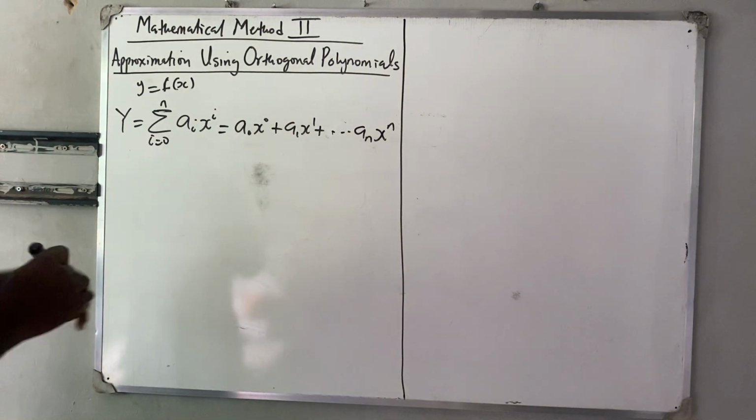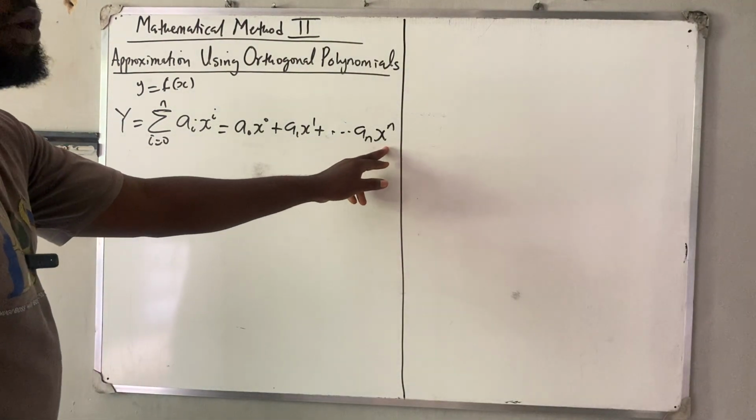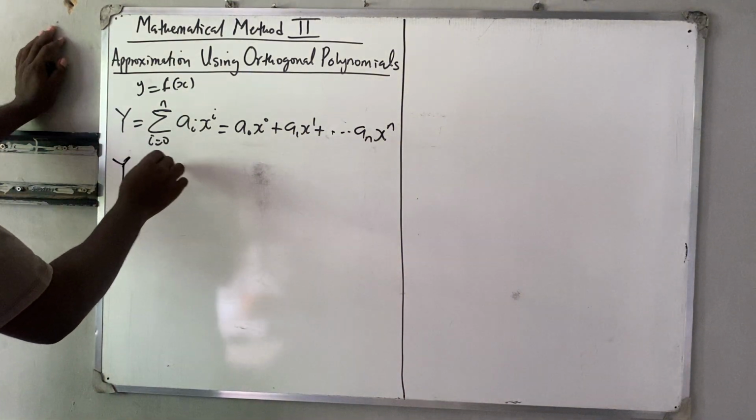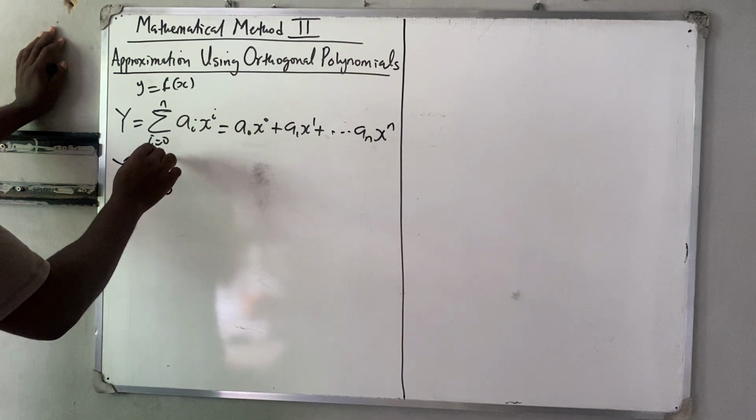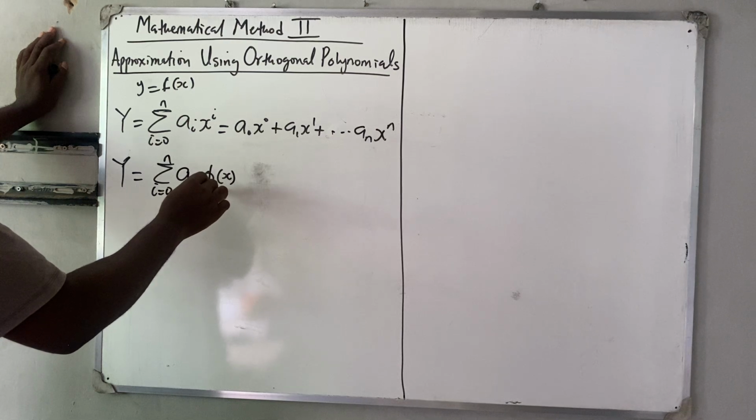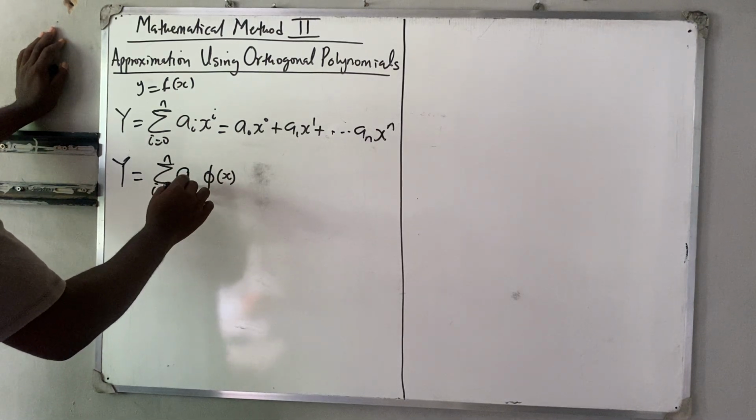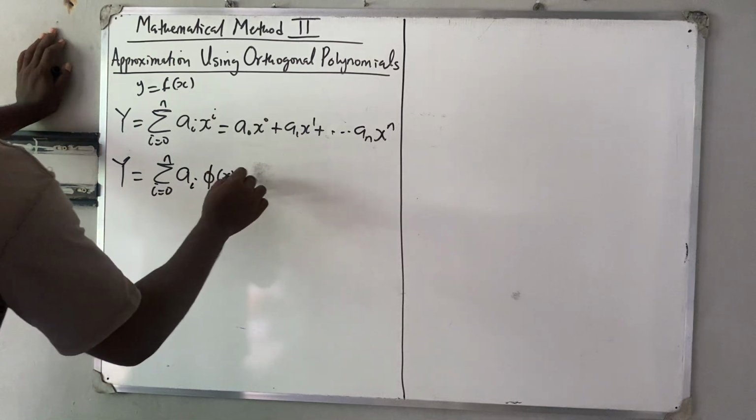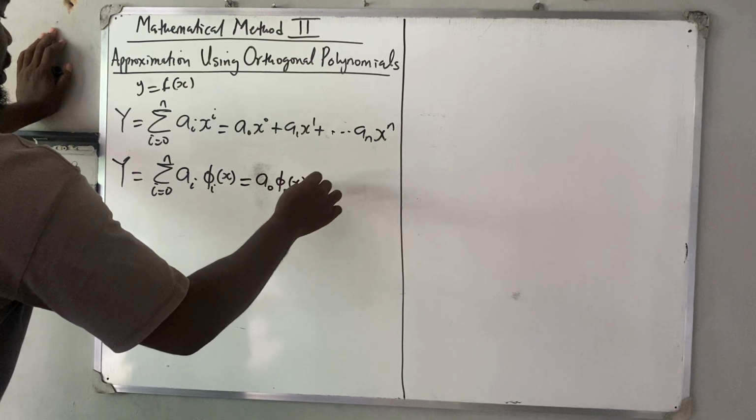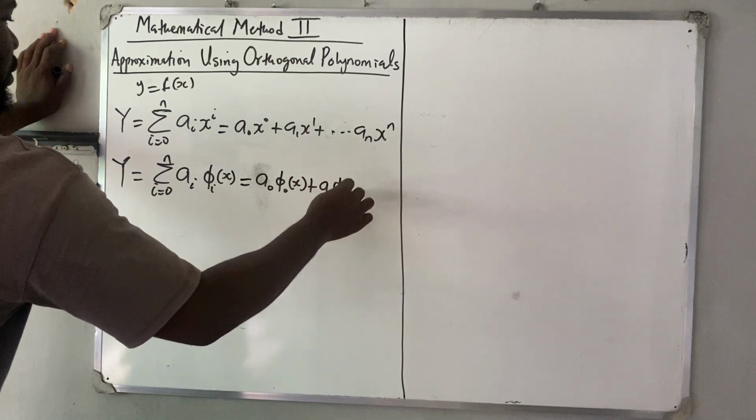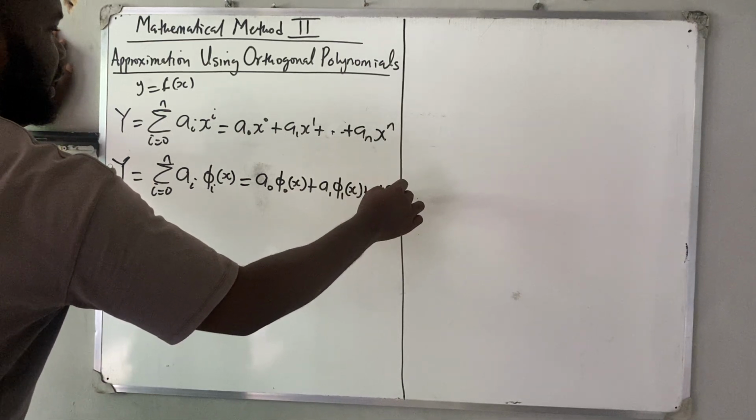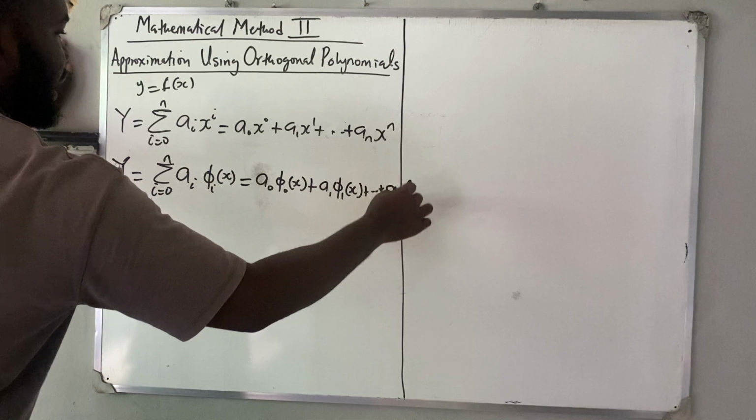Okay. Now, if you look at it, you see that all these things are all functions of x. So we can put it in this form, that this is the summation of i starting from 0 to n of a_i phi of x, a function of x, i. So if you look at this, this is something as saying a_0 phi_0 of x plus a_1 phi_1 of x plus dot dot dot up to a_n phi_n of x.